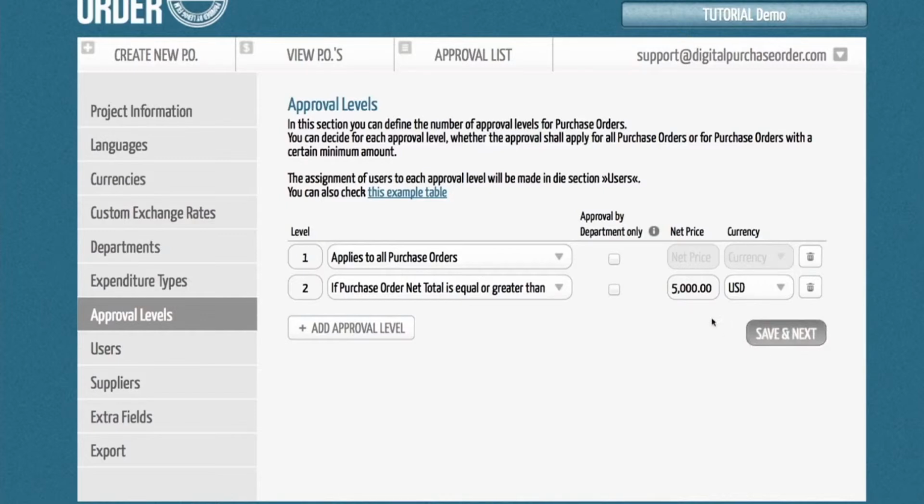In the middle section, you can see a small checkbox titled Approval by Department Only. I want to show you what that means in a small illustration.